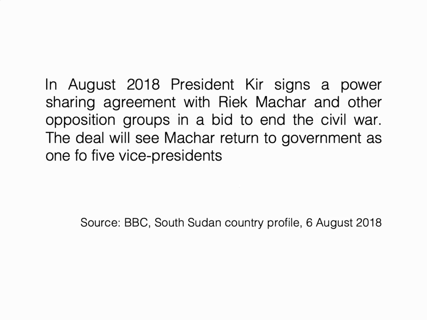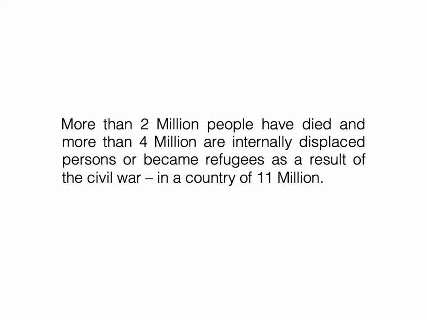In August 2019, the war seems to end. President Kiir signs a power-sharing agreement with Riek Machar and other opposition groups in a bid to end the civil war. The deal will see Machar return to government as one of 5 vice presidents. At this point, more than 2 million people have died, and more than 4 million are internally displaced persons or became refugees as a result of a civil war, as mentioned, in a country of 11 million people.